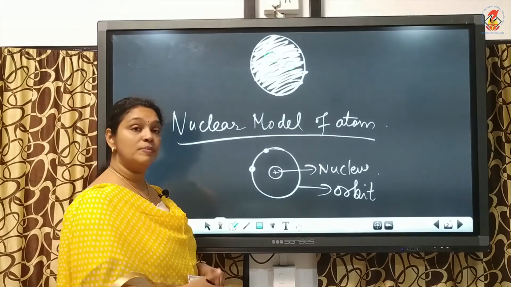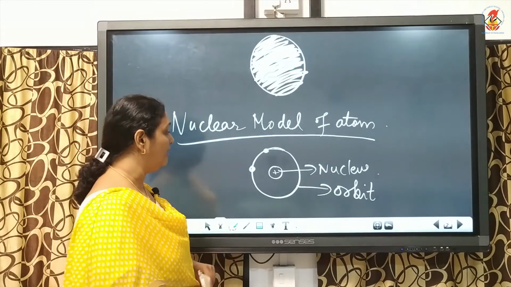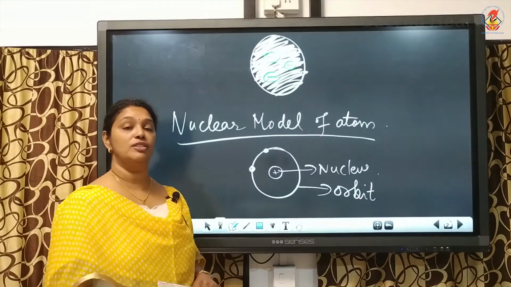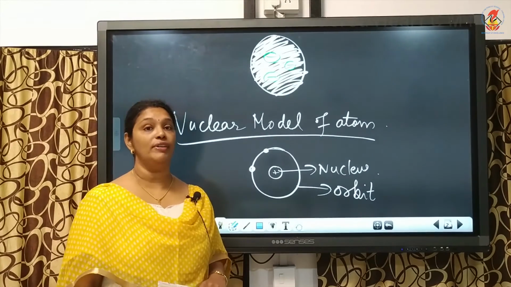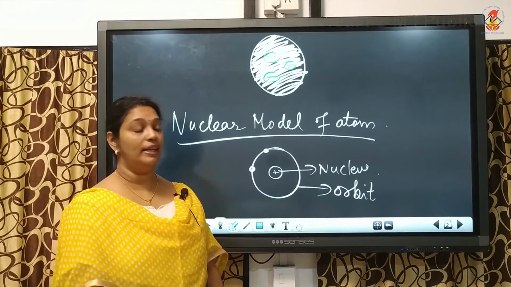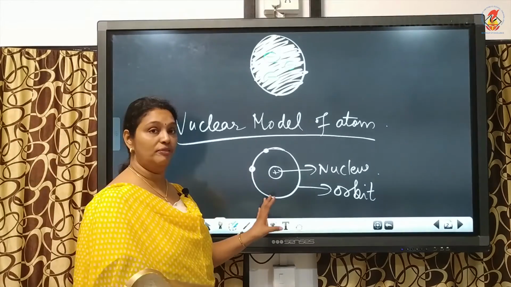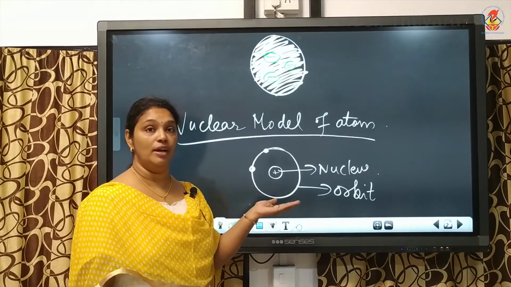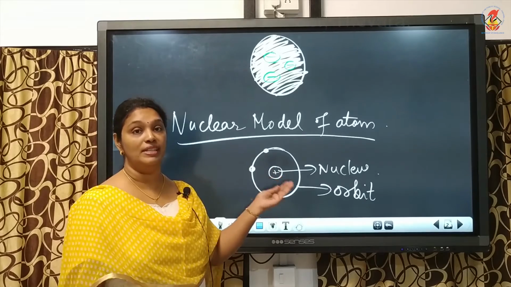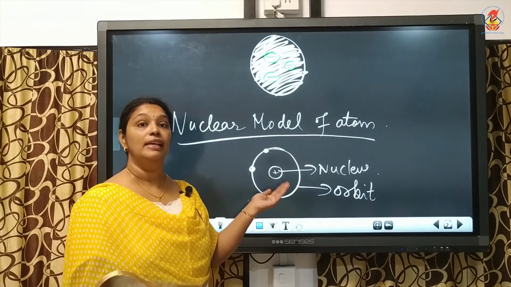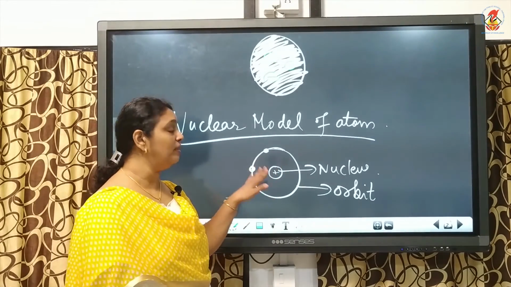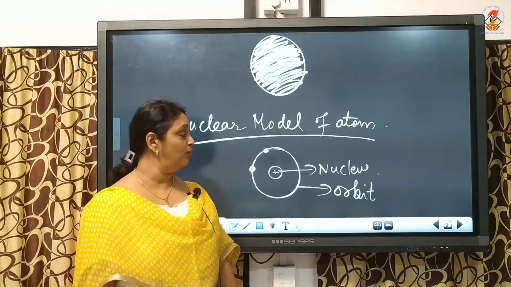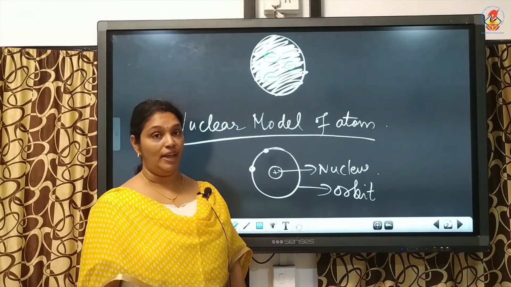And the last postulate given by Rutherford is that the electrons and nucleus are held together by strong electrostatic force of attraction. So, if you look in Rutherford's model of atom, you can see nucleus at the center where the positive charge as well as the mass of the atom is placed, and we can see electrons revolving around the nucleus in a circular path called orbit. So, this is Rutherford's nuclear model of atom.